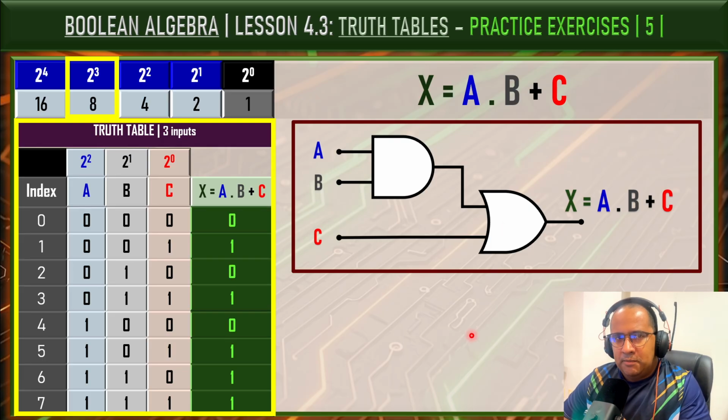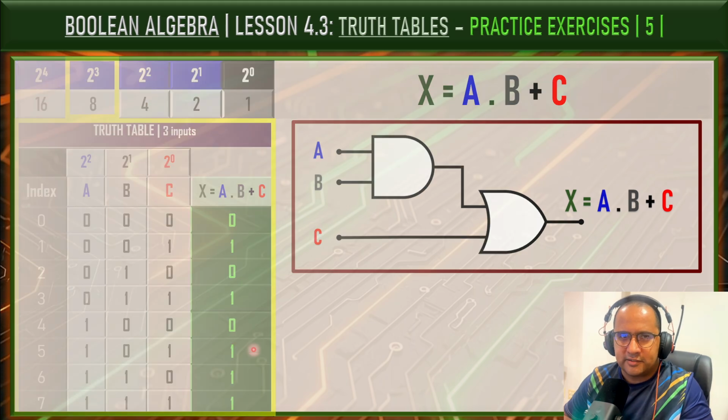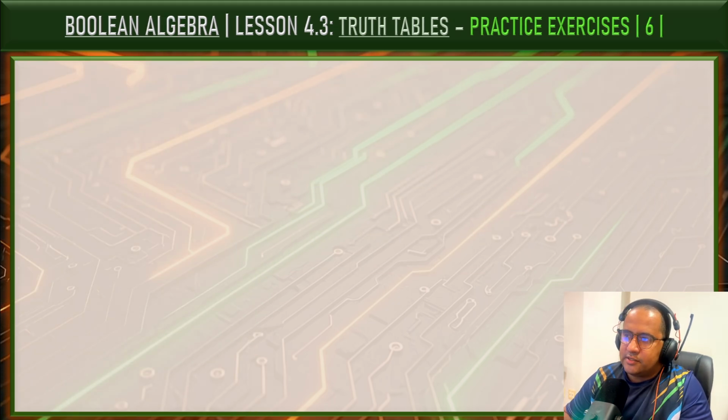Notice that we are able to determine the entire output column simply by analyzing the behavior of the logic gates without evaluating every row individually. This is one of the advantages of understanding how logic gates operate: the easier it becomes to recognize patterns and analyze more complex logical functions. So, good job if you got that right. Let's continue with another exercise.